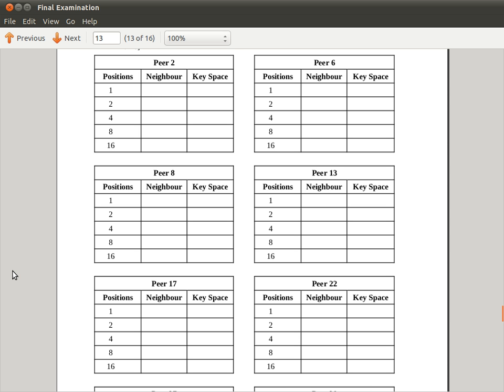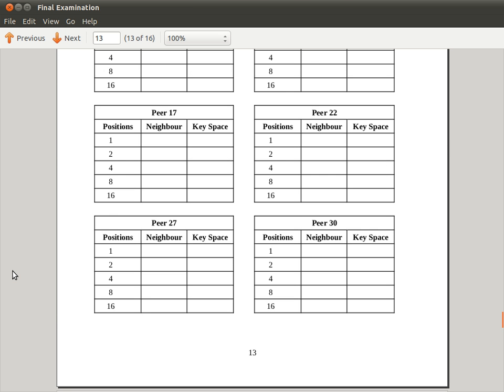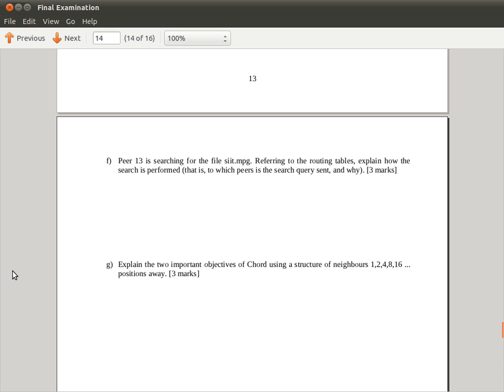All right, it takes a bit of time, and I may not give you all of them, but then you can use it for searching. Given those tables, show me which nodes the search query was sent via. Explain what's the advantage of using this 1, 2, 4, 8, 16 structure.